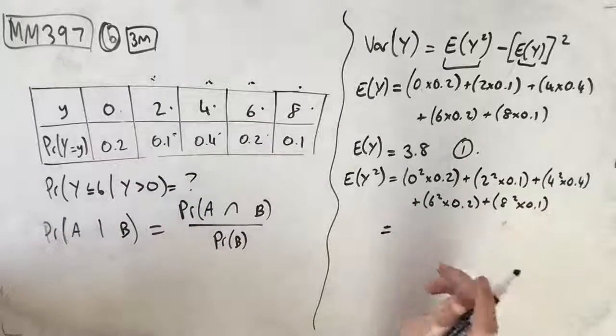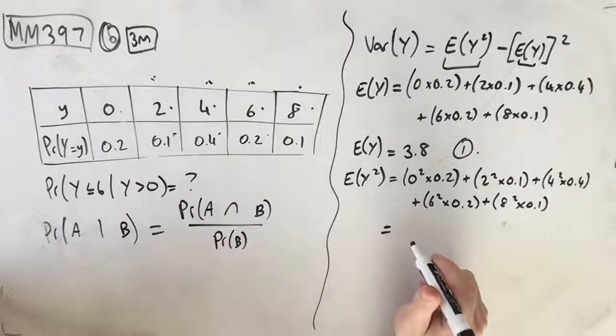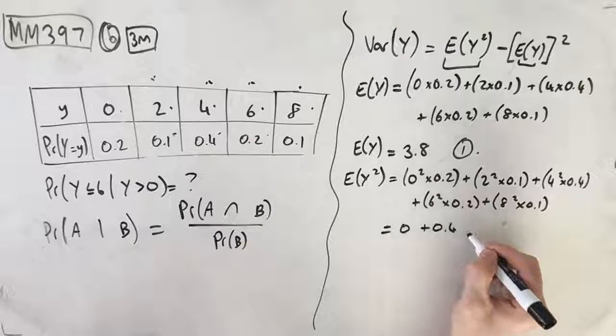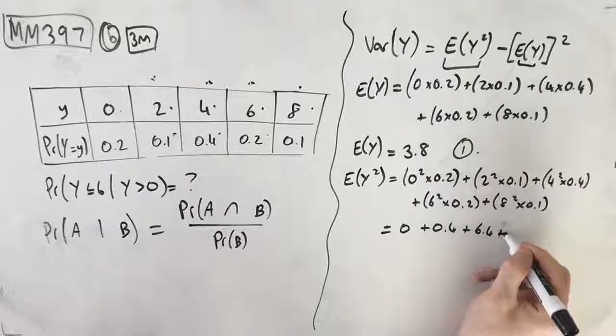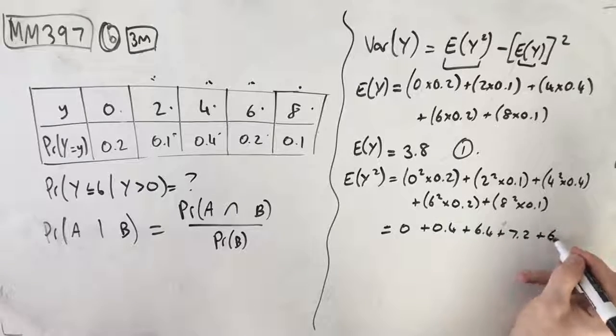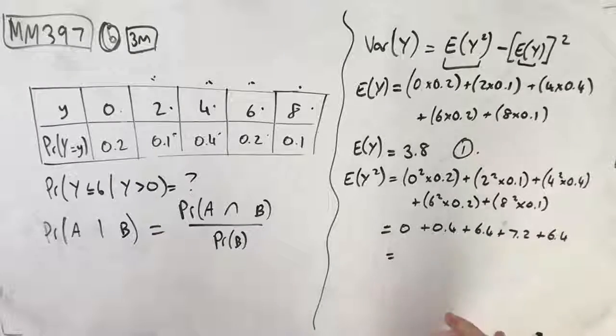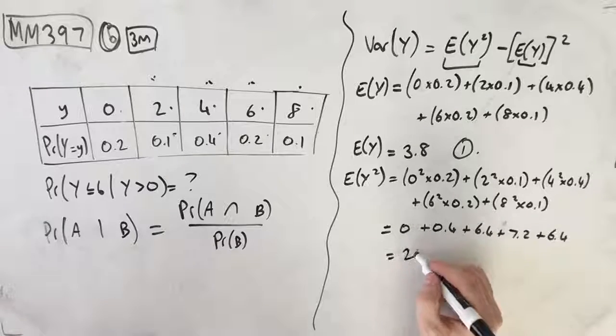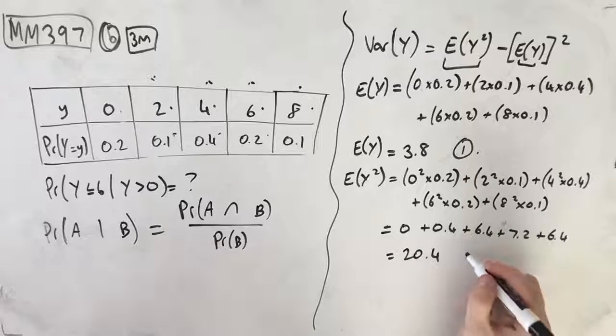And what this spits out, as you work it out, actually I'll do this bit here. So this is 0 plus 0.4 plus 6.4 plus 7.2 plus 6.4. Awesome. And then all of these added together, which you should be able to do without a calculator, gives you 20.4, and that's your second mark.